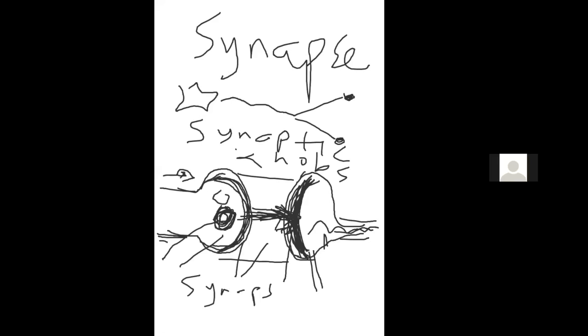A gap between two neurons, but it allows an impulse to cross from one neuron, this is one neuron, to the other neuron. I hope you have gotten that, unless there is a question.